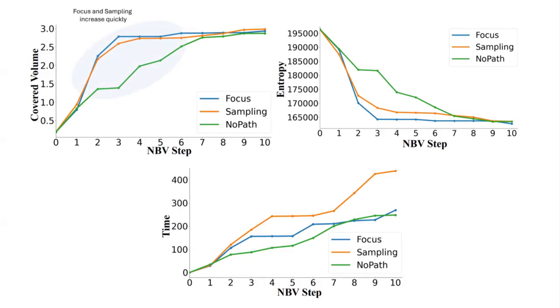Considering covered volume, the sampling method and our method, focus, increase the covered volume much faster than the no-path baseline. A similar trend appears in the entropy metric, as entropy reduction under the focus and sampling strategies is significantly faster. Finally, considering the time metric, our method requires significantly less computation time than the sampling method, without increasing the time compared to no path.